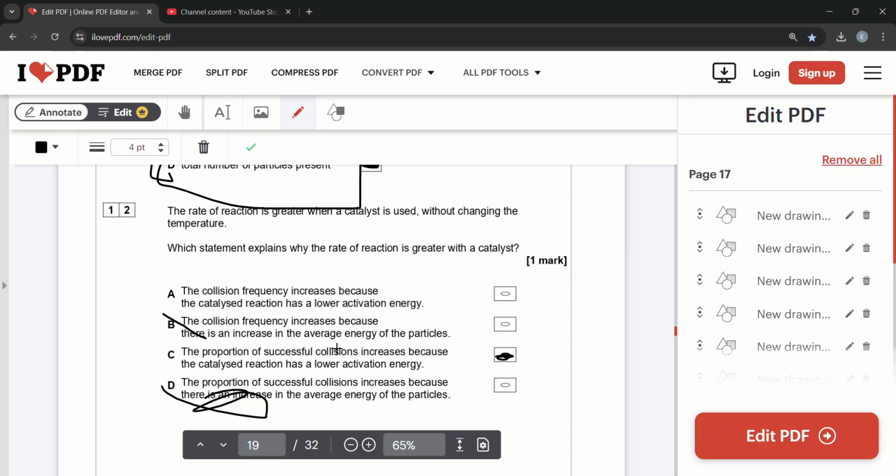It's not A because the catalyzed reaction does have a lower activation energy, but it's not the collision frequency. It's the idea of the proportion, because the collision frequency is what? Number of collisions, right? But they have to be successful collisions in order for the rate of reaction to be greater.